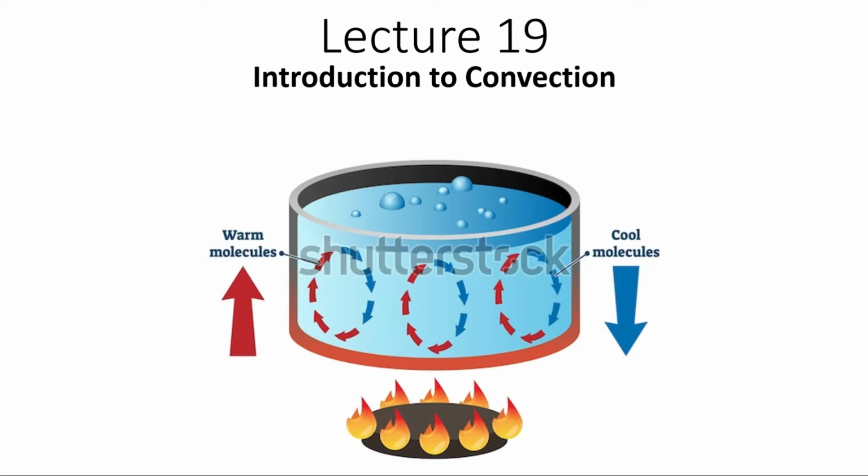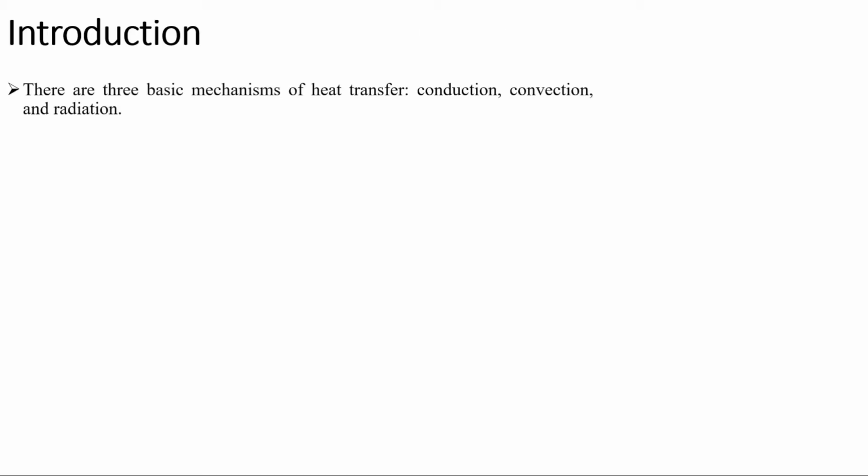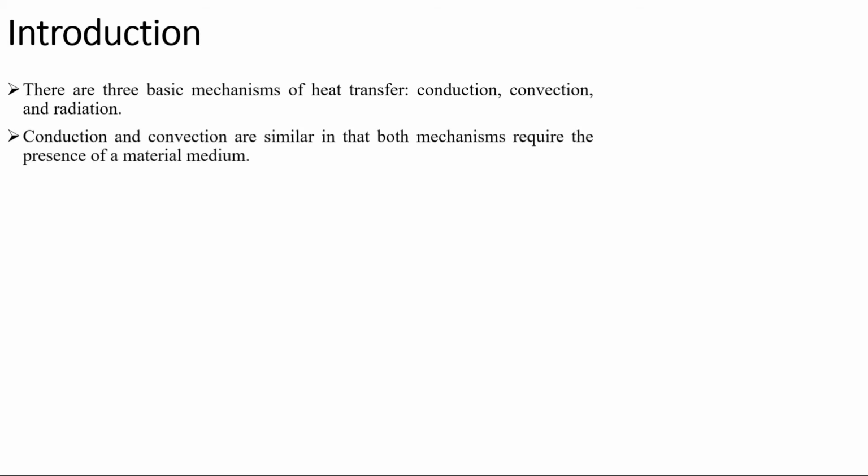Now, in lecture number 19, we are going to start the third heat transfer mode, which is known as convection. In this lecture we will discuss the fundamentals of convection. We will discuss the velocity and thermal boundary layer, the local and average heat transfer coefficient, and the dimensionless parameters. So, according to the introduction, we have discussed there are basically three modes of heat transfer: conduction, convection, and radiation.